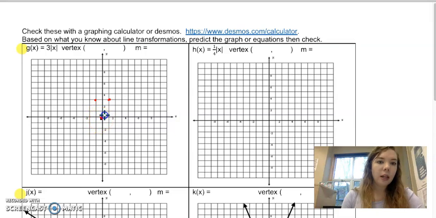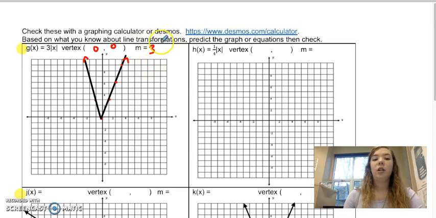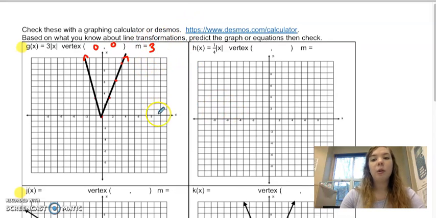Okay, so if I connect these, in this case my vertex is 0, 0. It does start at the origin. But my slope is up 3 over 1. So this line, when I drew it, I wasn't very careful, so it'd be slightly off, okay? My slope is 3. All right, so when you have a number in front of your absolute value, it changes the slope. All right, so again, this one right here is part of your assignment.